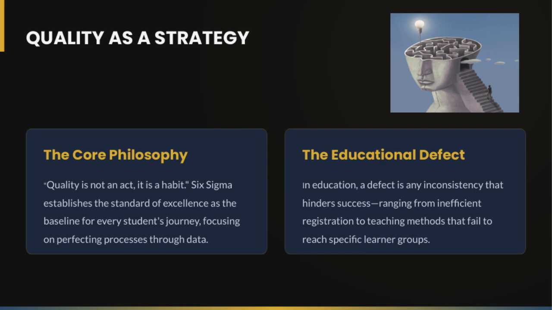As the saying goes, quality is not an act, it is a habit. That means maintaining high standards should be a continuous, ingrained practice. This is where Six Sigma comes into play. It helps us set a clear standard of excellence, something we aim for in every student's journey. The goal is to perfect our processes by relying on data, which allows us to identify issues precisely and make informed improvements. Ultimately, adopting this core philosophy means striving for consistent excellence, ensuring every aspect of education is optimized for success. It's about making quality a fundamental part of our daily habits, not just a one-time effort.